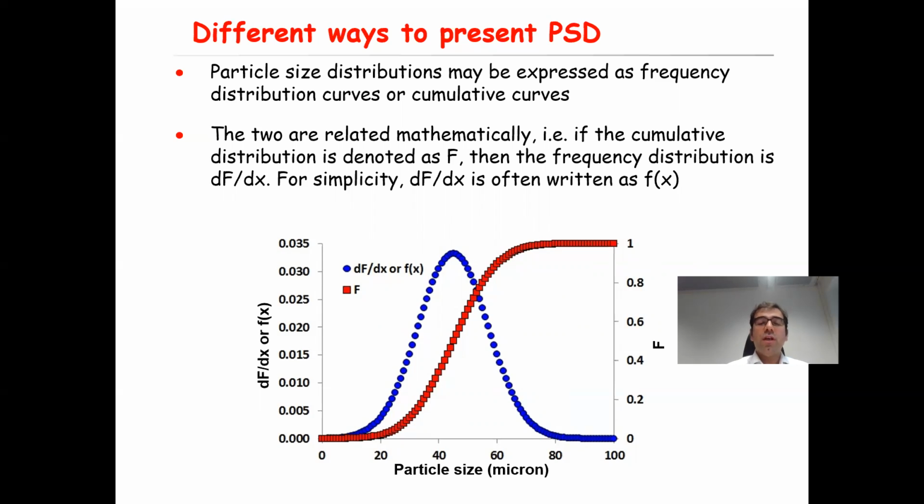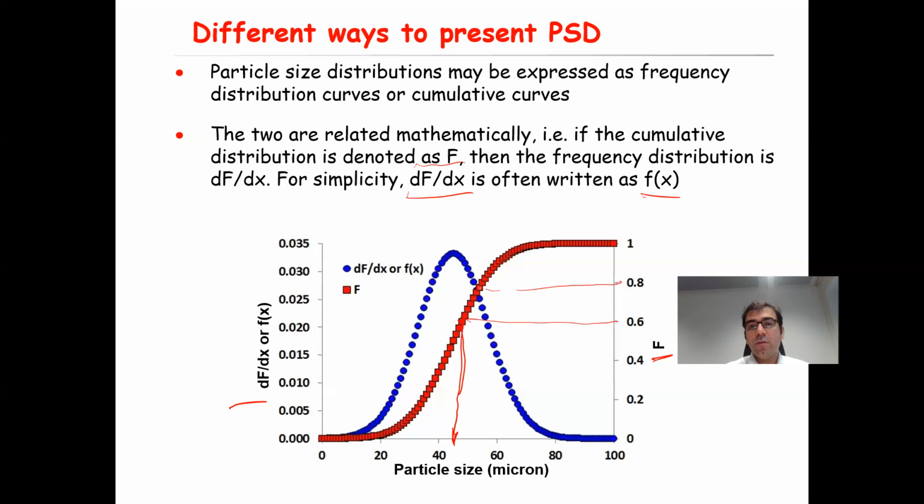Cumulative distribution is commonly presented by capital F, and the frequency distribution, which is the derivative of F, that is dF/dx, is presented by lowercase f(x). The red curve here is the cumulative distribution, and the blue curve is the frequency distribution. The way you read this curve is that, for example, let's say 60%, and the particle size here is roughly 45 micron. You say that 60% of the particles have the diameter of 45 micron or less.